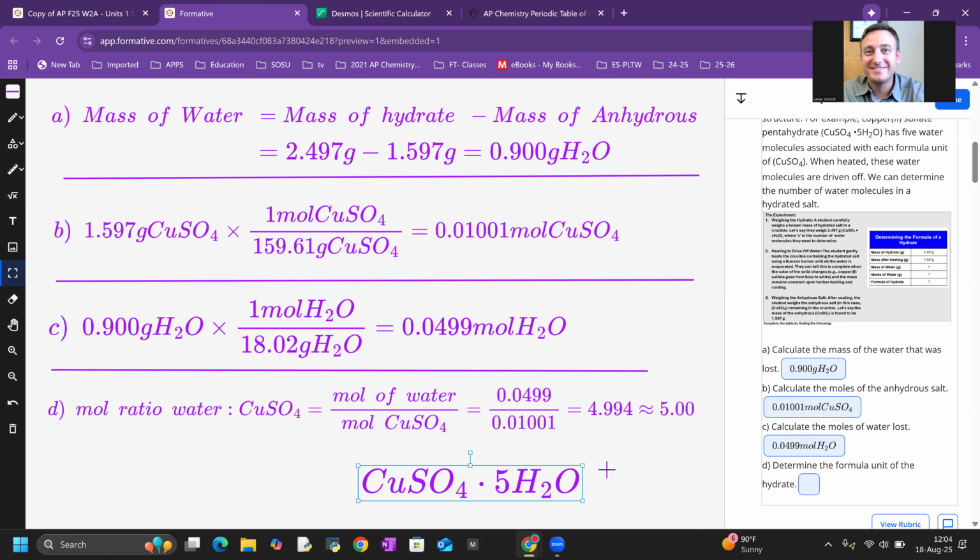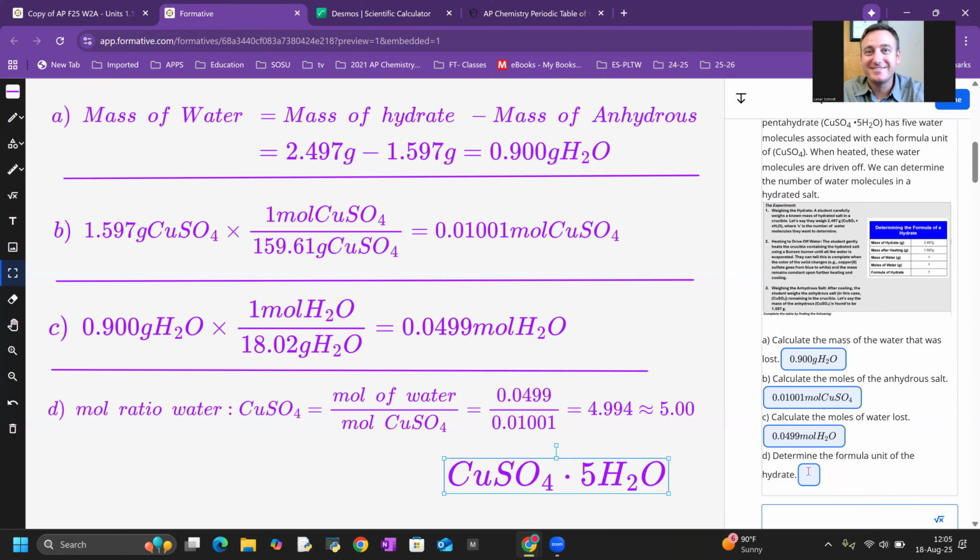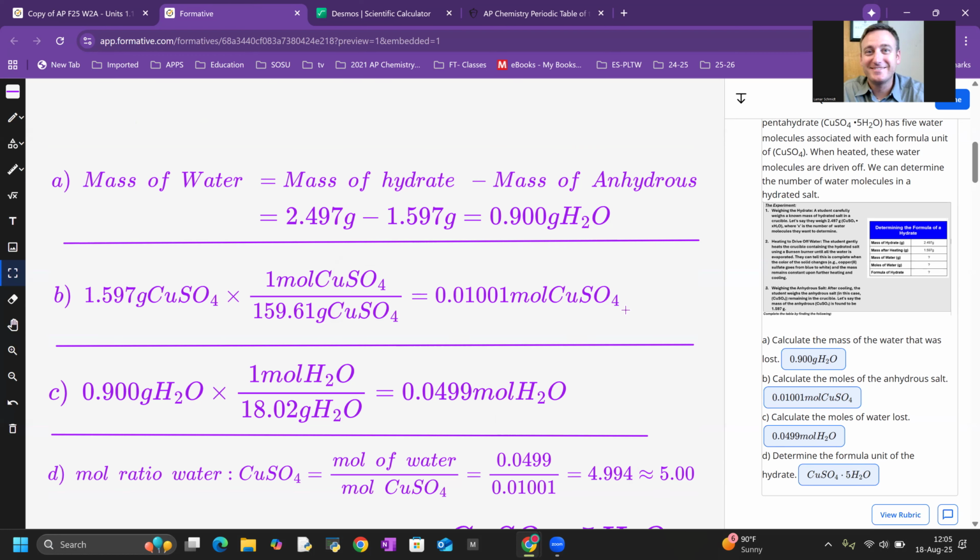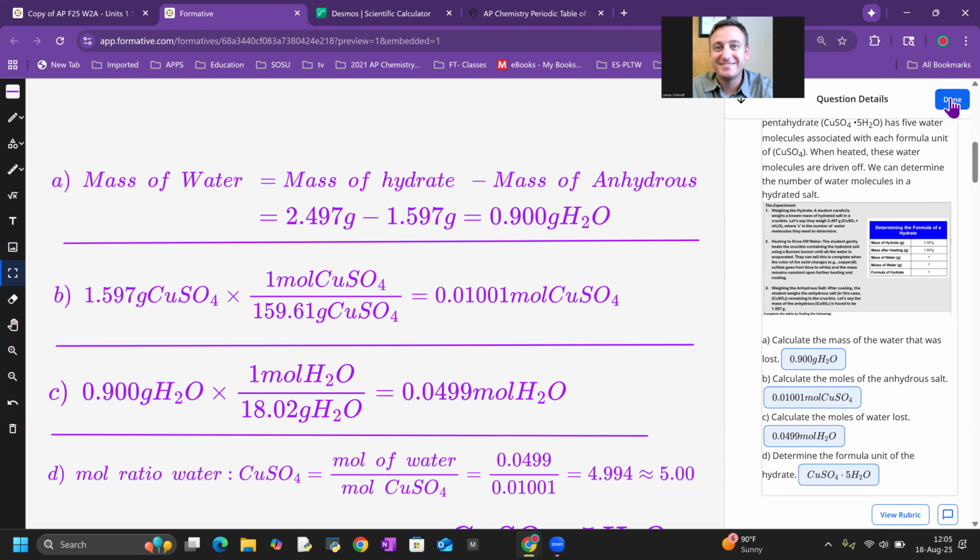That's the answer. So where do we get the 5 from? That 5 right there is driving this answer, because there are 5 moles of water for every 1 mole of copper sulfate. That's how we're deriving our answer. And so that answers question number 1. Let's move on to question number 2.